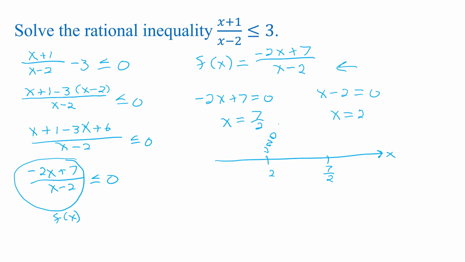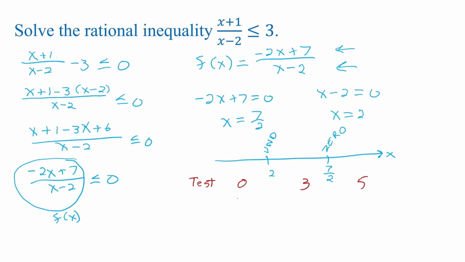And at x equals 7 halves, coming from the numerator, we would have a 0 at that point. Okay, so again, let's test an x value in each region. Let's test to the left of x equals 2, I'll grab 0. Between 2 and 7 halves, 3. To the right of 7 halves, let's try 5. Okay, so let's see what we've got, positive or negative.